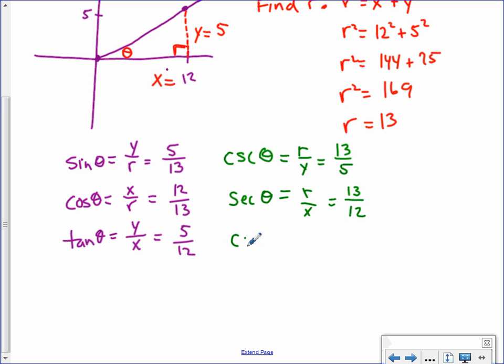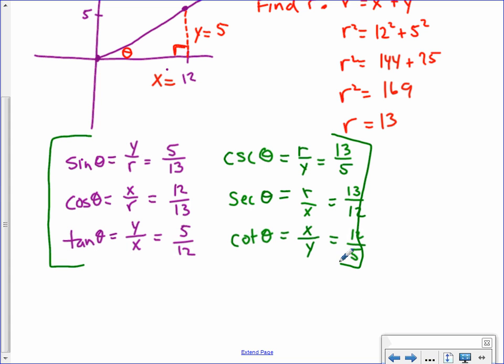Very good. And now cotangent is x over y. Cot. Yes, 12 over 5. And this is what they are asking for. All 6. You need to have all 6 of them. Okay. Here we go. I think the next one has something to do with, nope, it's not that special.